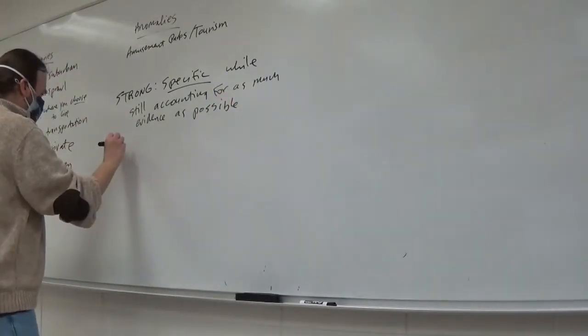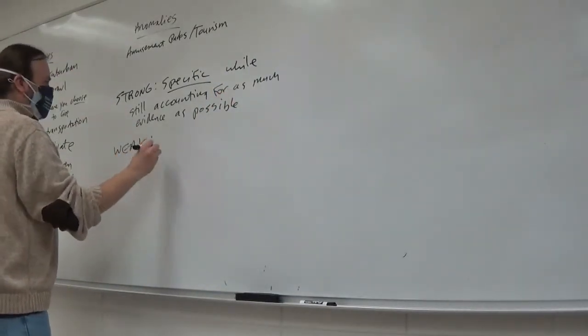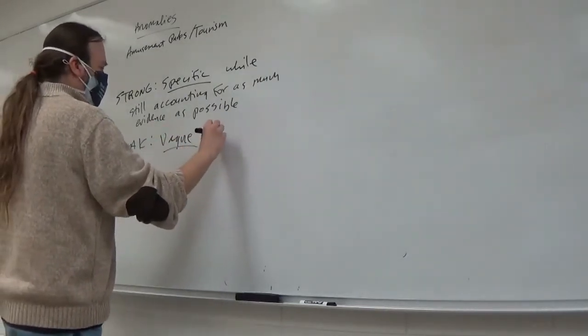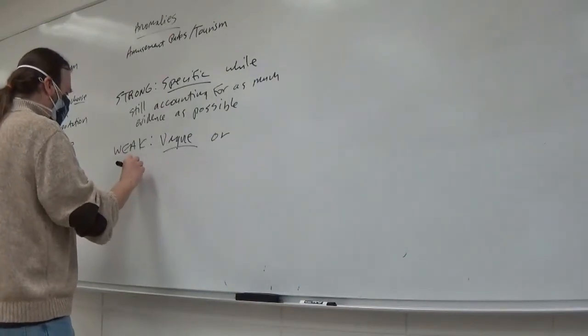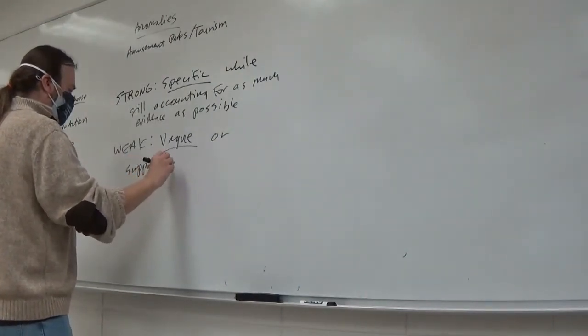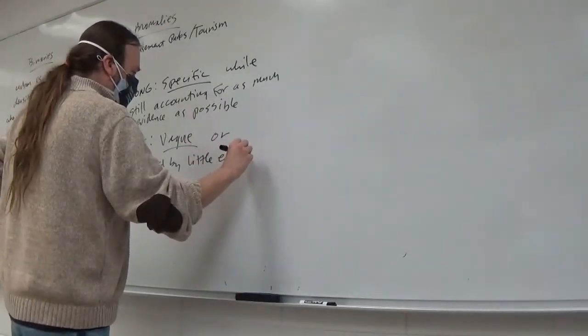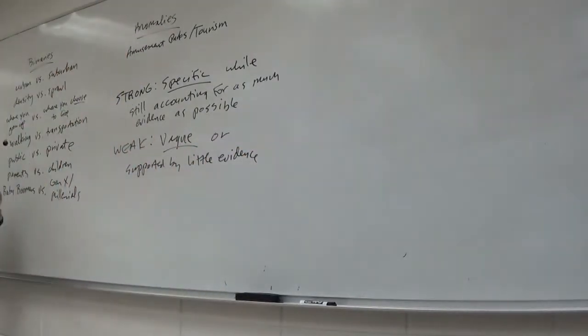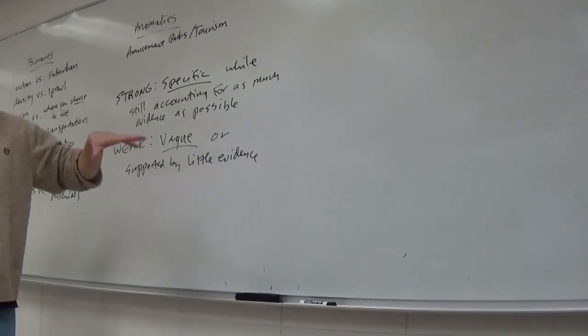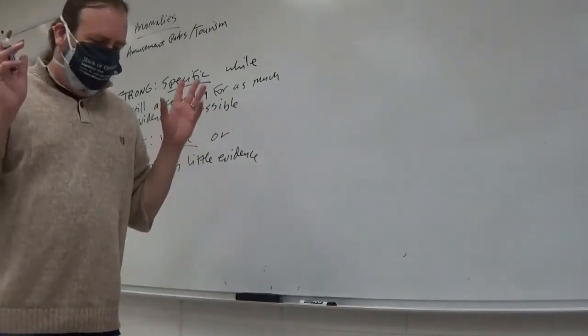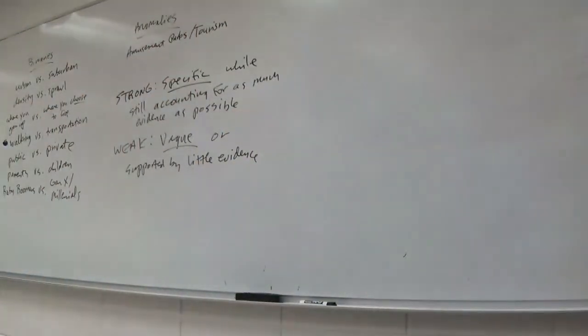A weak claim is either vague or supported by very little evidence. So if you've got a claim that's very specific but is supported by only one piece of evidence, that's still a comparatively weak claim, right? If you've got a claim that covers lots of evidence but is really vague or wishy-washy, then that's also a weak claim, right? So yeah, just try to organize them from your best to your worst.